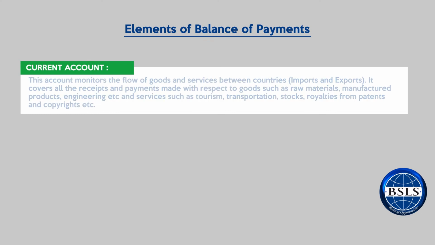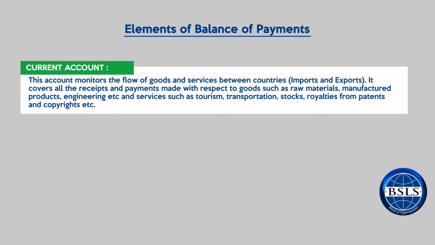Current account. This account monitors the flow of goods and services between countries. It covers all the receipts and payments made with respect to goods such as raw materials, manufactured products, engineering, etc., and services such as tourism, transportation, stocks, royalties from patents and copyrights.